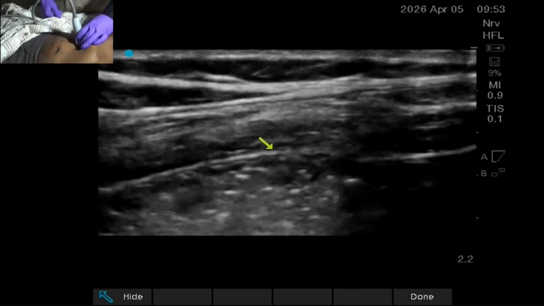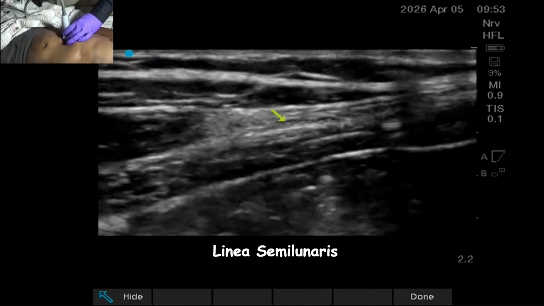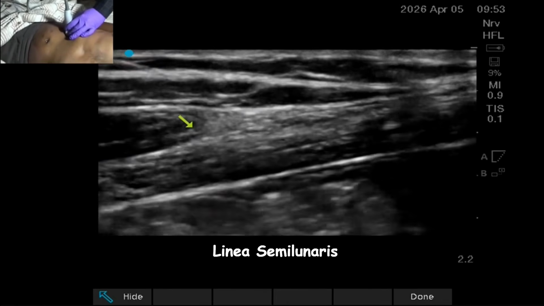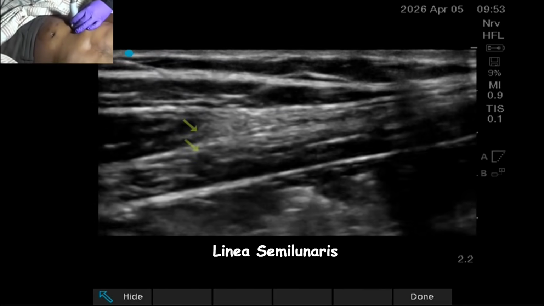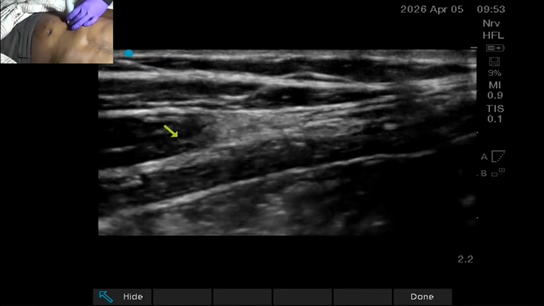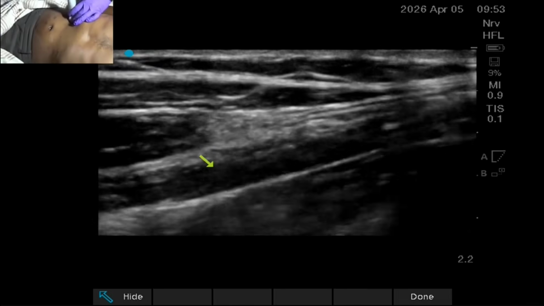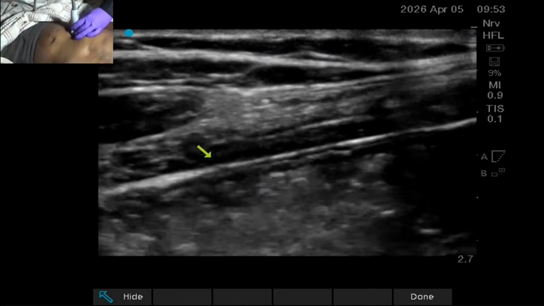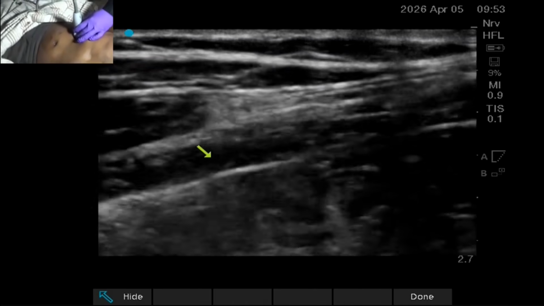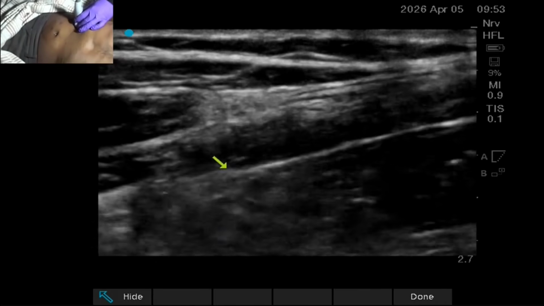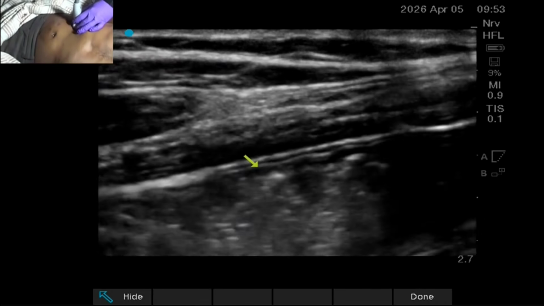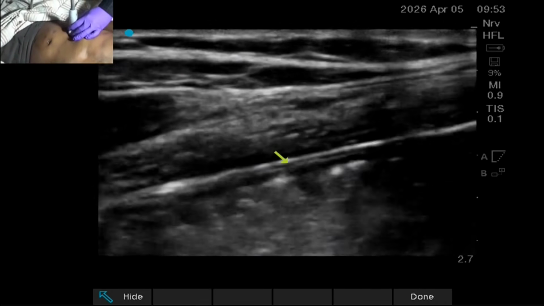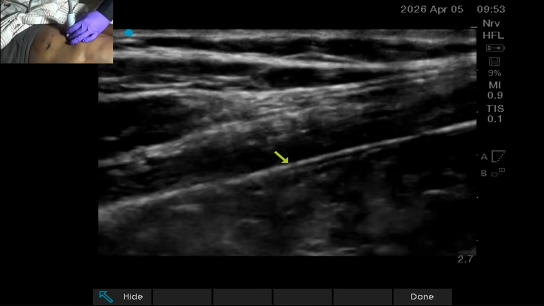This is the linea semilunaris, and beyond that you are seeing the three layers of muscle: external oblique, internal oblique and the transversus abdominis. When you are seeing the three layers of muscle, it is always better to count them from below upwards. We are seeing the transversalis fascia here, and below that you can see this serrated, wavy appearance, which is the peritoneum moving.